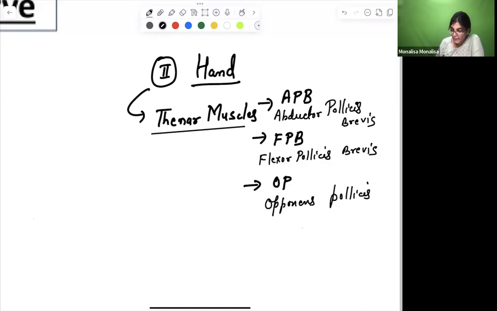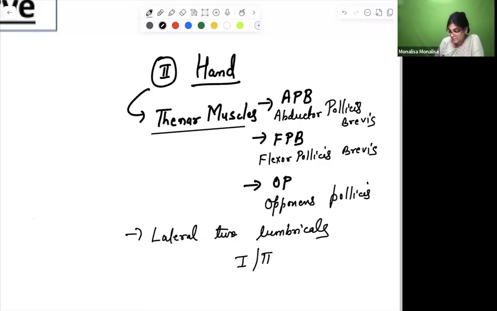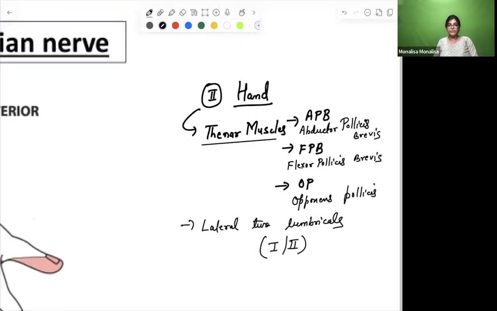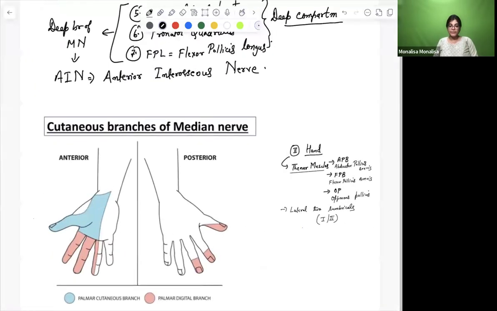Thenar muscles. What about others? Lateral two lumbricals, that is first and second. Absolutely correct, dear. Yes, lateral two lumbricals, first and second. So all these muscles of the hand are supplied by the median nerve. Now we are done with this.